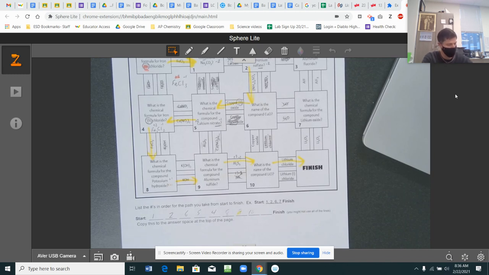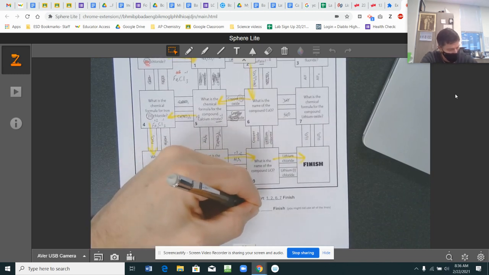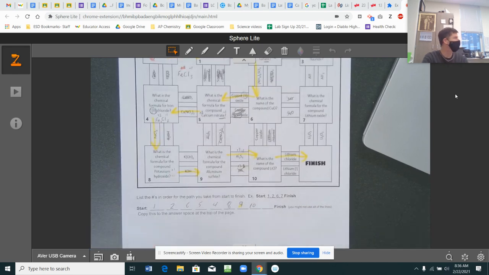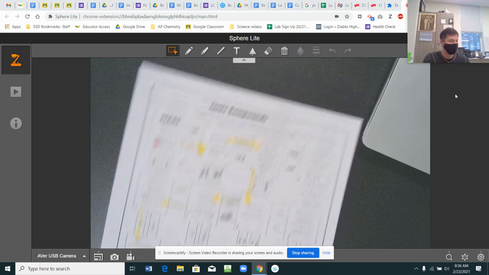Sorry, my pencil apparently gave up. See how we reviewed a whole bunch of concepts with that? And that's kind of what I was looking for with that.